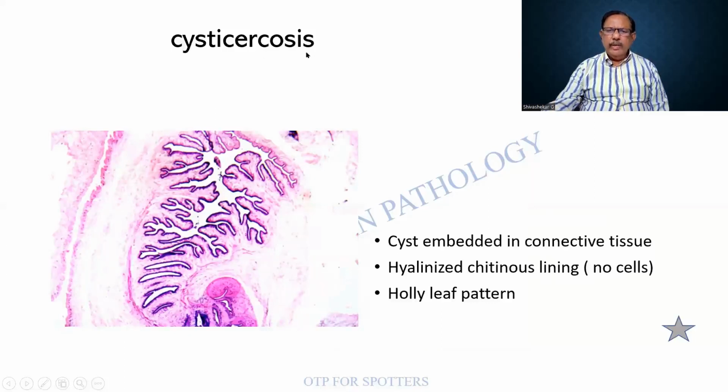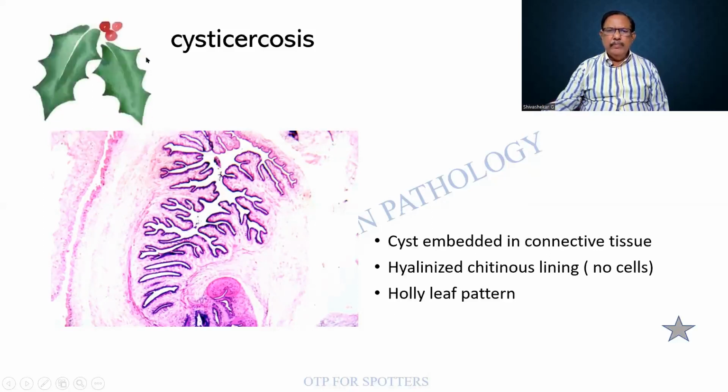What are the points in favor of the diagnosis? There is a cyst that is embedded in a loose connective tissue. This surrounding one is a connective tissue, and this is the true cyst. The inner lining is chitinous. There are no cells that are seen in it. And the entire outline is somewhat leaf-like. My professor used to describe it as a polyleaf-like pattern. This is what I see. And the diagnosis is cysticercosis.